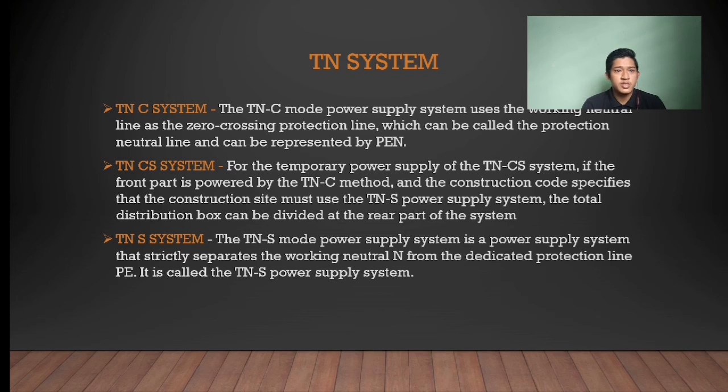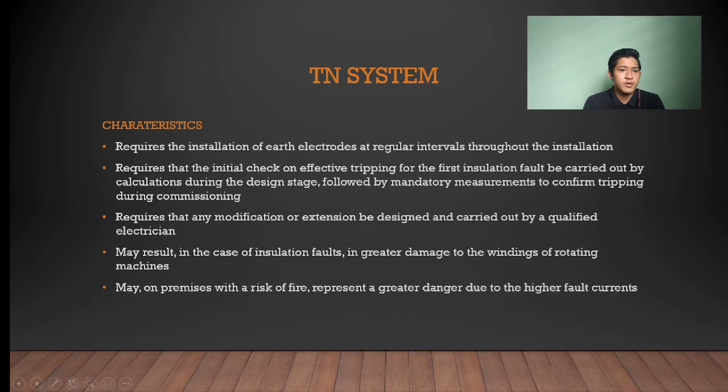The TN-C-S system. For the temporary power supply of the TN-C-S system, if the front part is powered by the TN-C method and the construction code specifies that the construction site must use the TN-S power supply system, the total distribution box can be divided at the rear part of the system. The TN-S mode power supply system strictly separates the working neutral line from the dedicated protection line PE. It is called the TN-S power supply system.